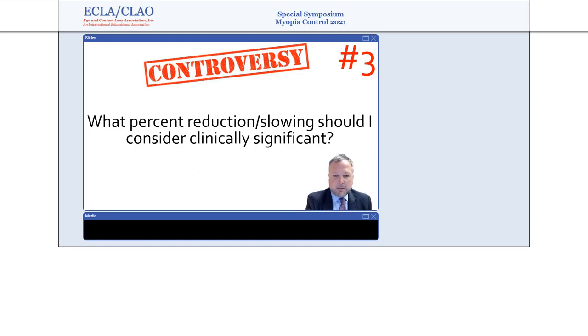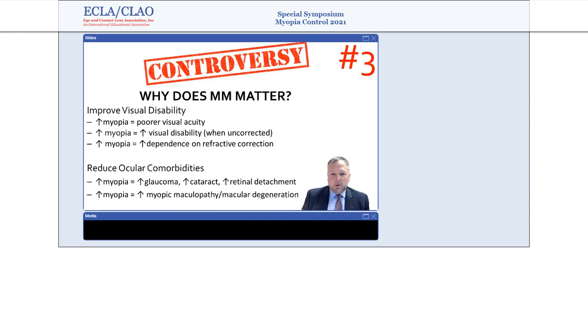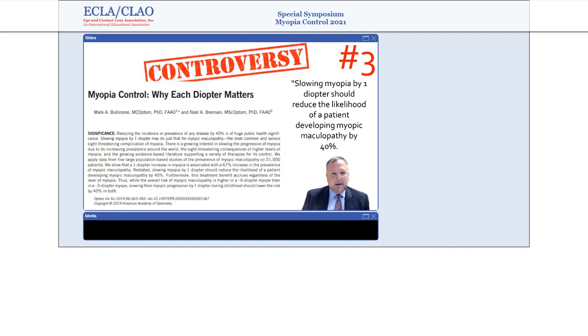Another topic that I think is really important and relevant is what is important in terms of considering clinical significance in managing myopia. What really matters? If you think about why myopia management matters, increased myopia is associated with poor visual acuity, poor visual disability, and dependence on refractive correction. Also, myopia management can reduce the risks associated with other ocular comorbidities: glaucoma, cataract, retinal detachment, and myopic maculopathy.